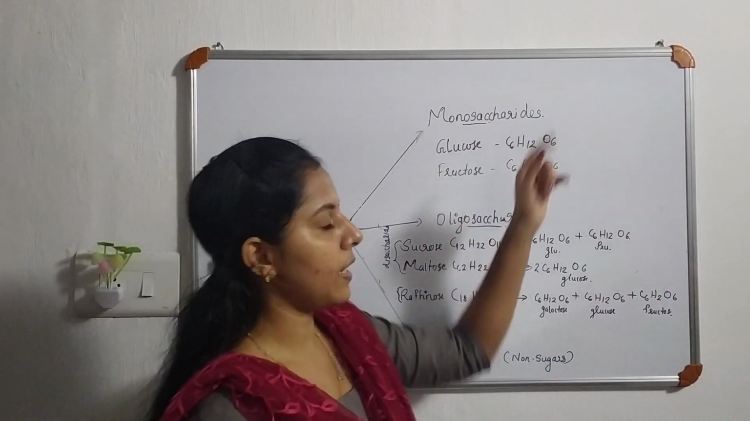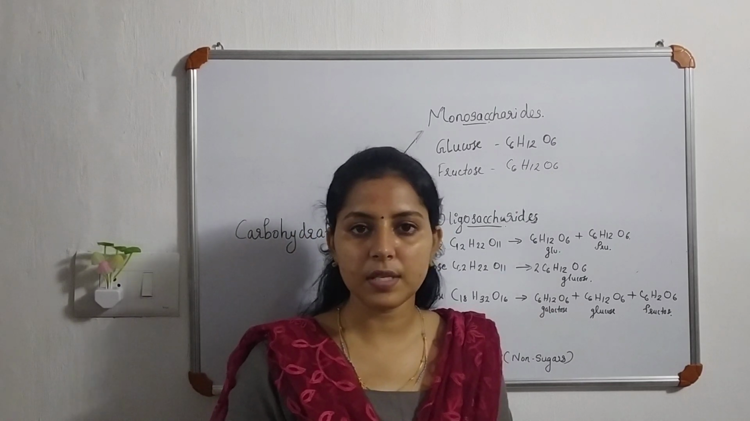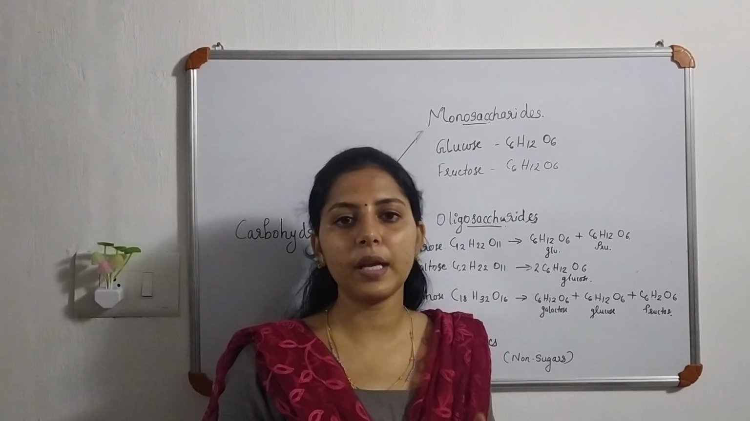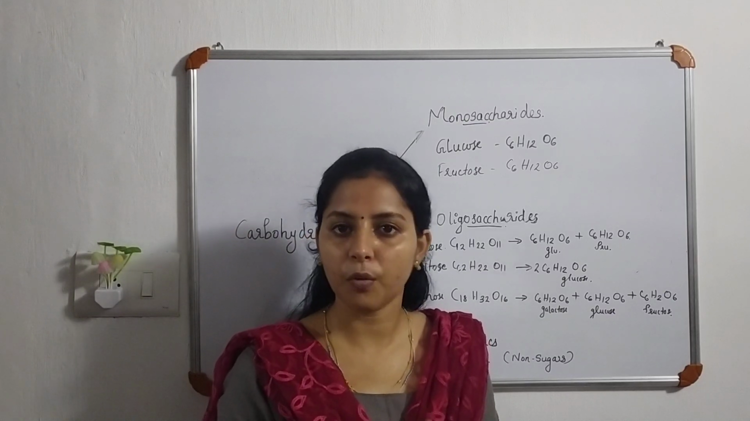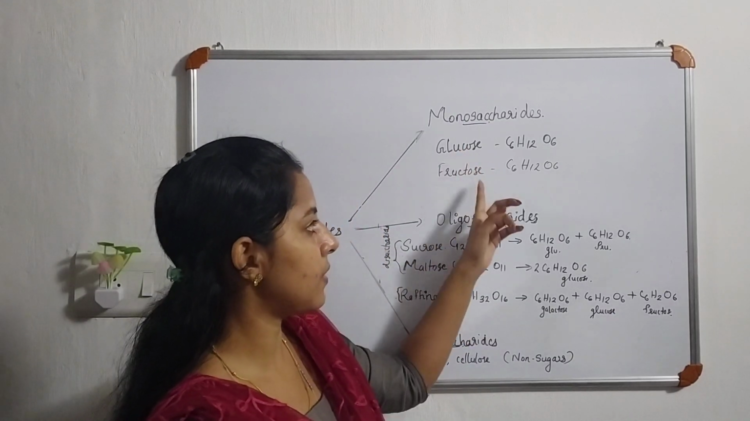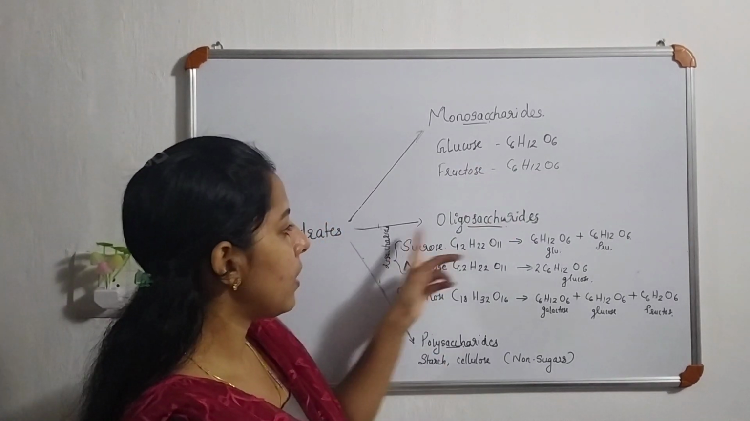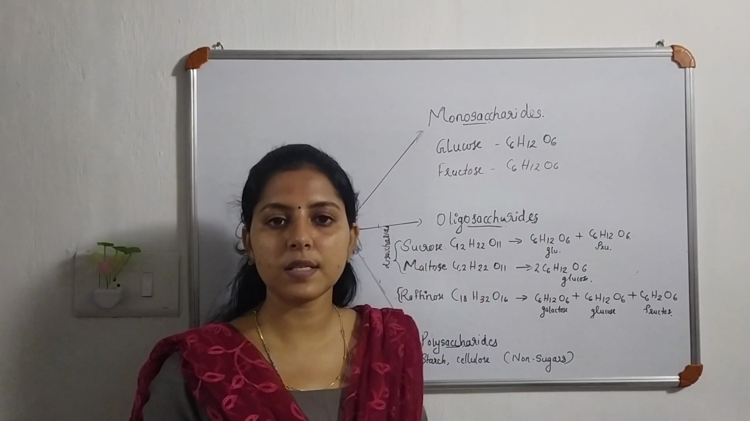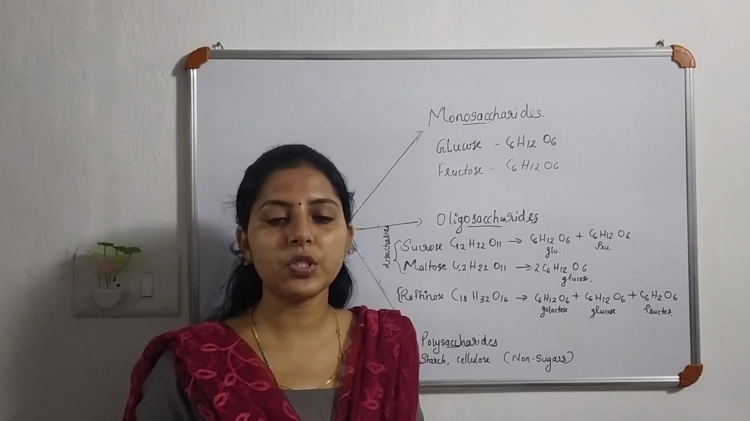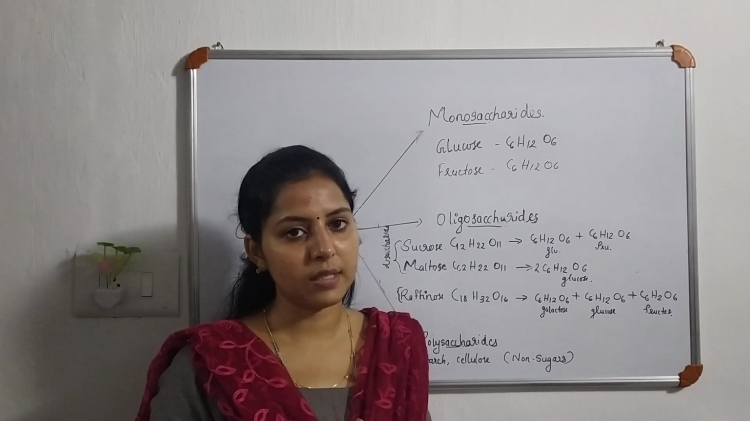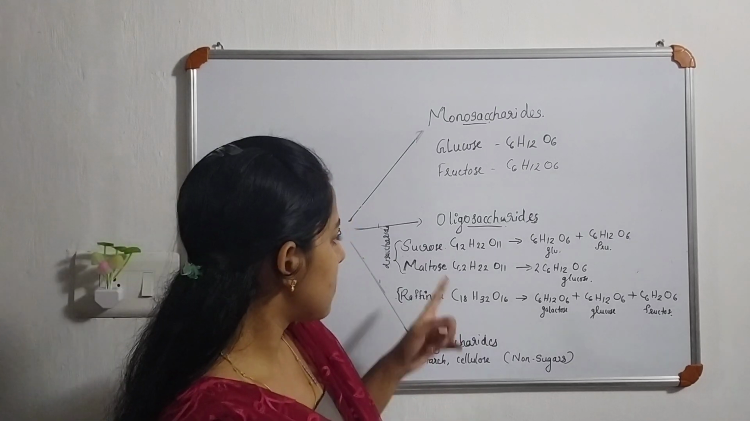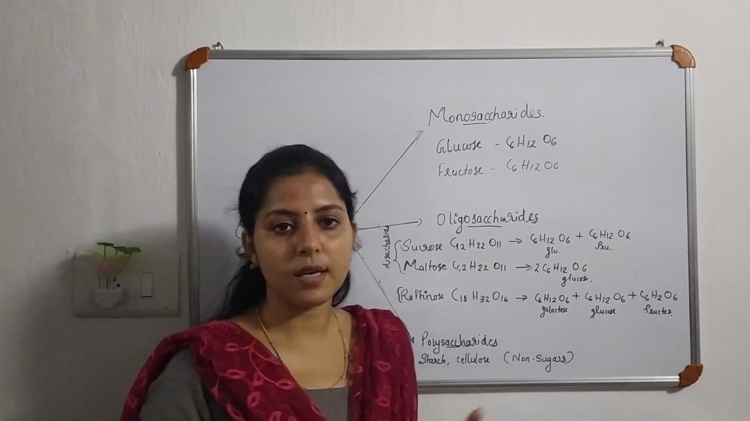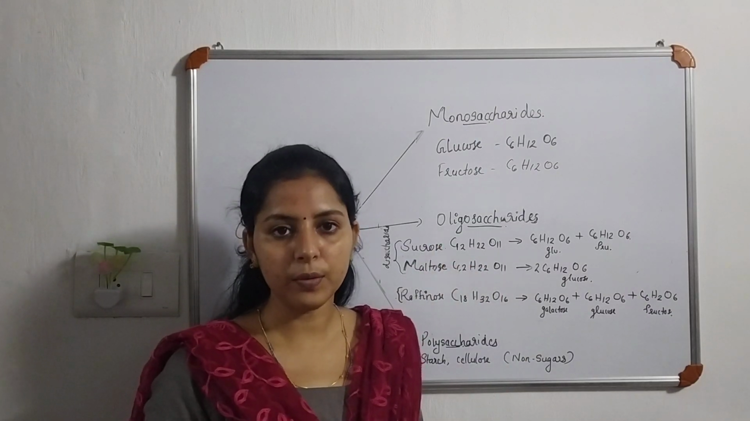First one is monosaccharides. Monosaccharides are the carbohydrates which cannot be hydrolyzed into smaller units. Such carbohydrates are called monosaccharides. Examples are glucose and fructose. Next, oligosaccharides. Oligosaccharides are the carbohydrates which can be hydrolyzed to form 2 to 10 monosaccharide units. Such carbohydrates are called oligosaccharides. Sucrose, maltose, raffinose, etc. come under the oligosaccharide group.